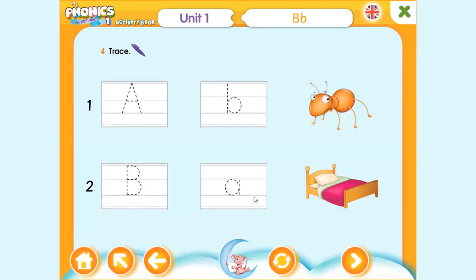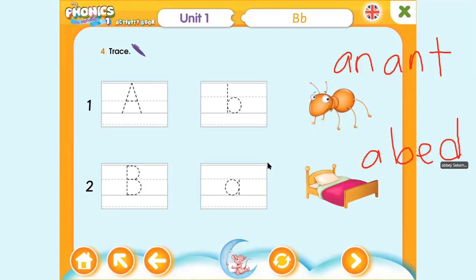Now, let's go to practice. When we look at these 2 pictures, I know for a fact that this one is an ant and this one is a bed. So they say dress. This is the language you're going to hear in your book. A, A, ant. Ba, ba, ba.